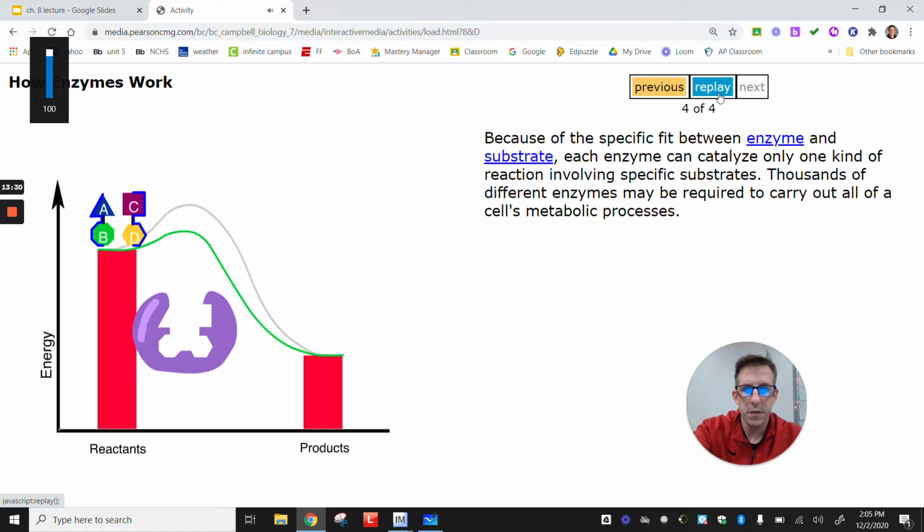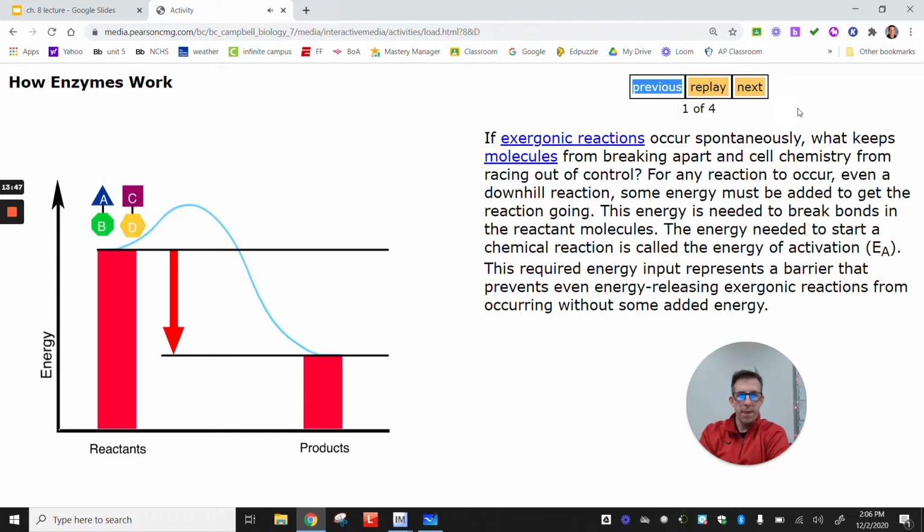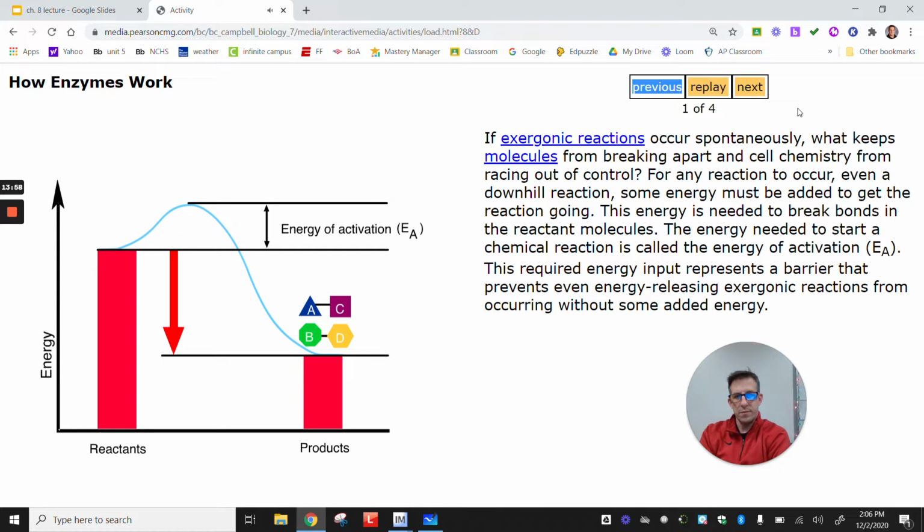Because of the specific fit between enzyme and substrate, if exergonic reactions occur spontaneously, what keeps molecules from breaking apart and cell chemistry from racing out of control? For any reaction to occur, even a downhill reaction, some energy must be added to get the reaction going. This energy is needed to break bonds in the reactant molecules. The energy needed to start a chemical reaction is called the energy of activation, E sub A. This required energy input represents a barrier that prevents even energy-releasing exergonic reactions from occurring without some added energy.